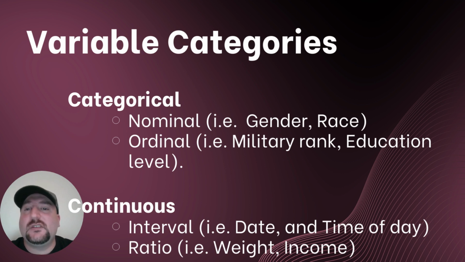The continuous category has the interval and ratio scale measures. The interval scale of measure is a measure that has numeric value and the magnitude between intervals is the same, such as temperature in Fahrenheit and date. The ratio scale of measure is the same as an interval measure, but it also has a true zero value, such as income and weight.